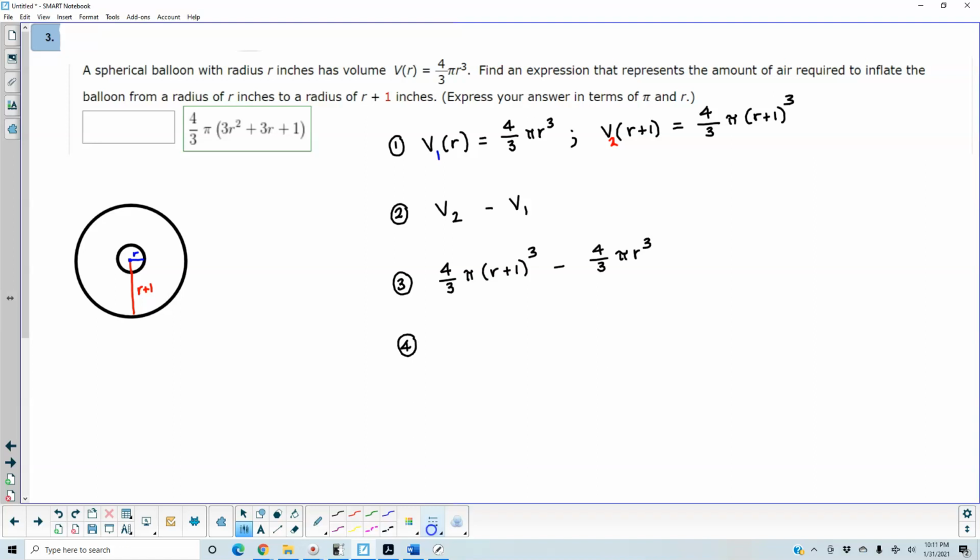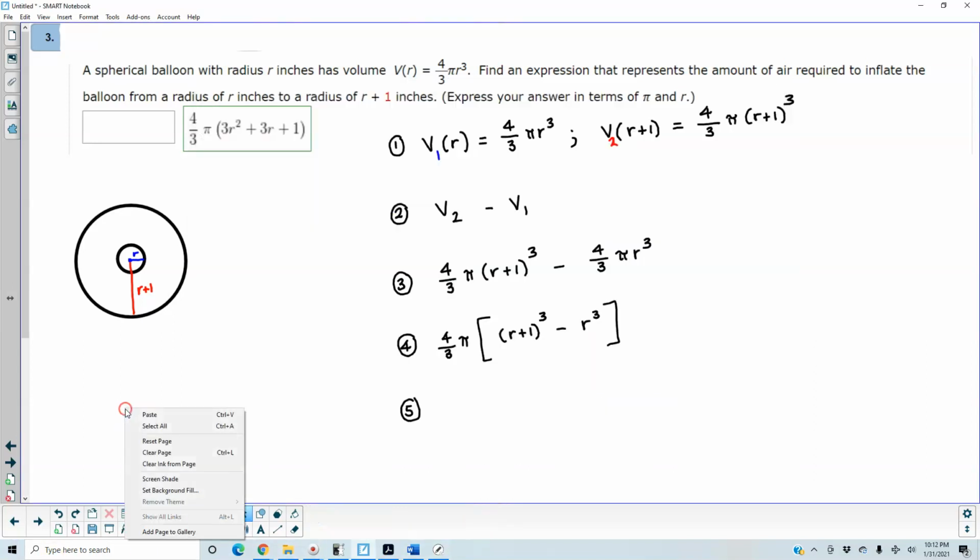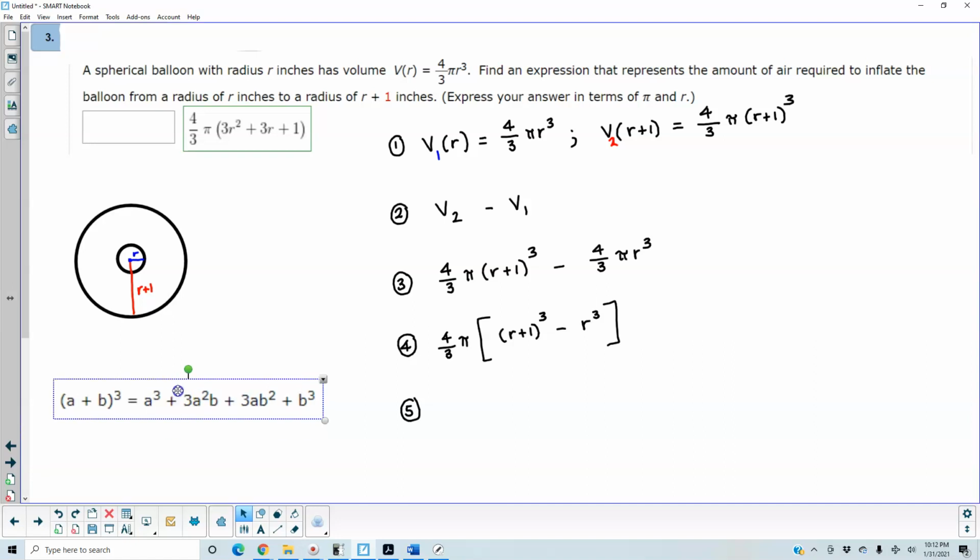The first thing we want to do is make our computation of math a little bit easier. So you look at two terms that have a factor in common, which is 4/3 pi. So we factor that out, and then what's left is r plus 1 cubed minus r cubed. Okay, so now we got to start using some of our algebra. So let's bring back some of the algebra here.